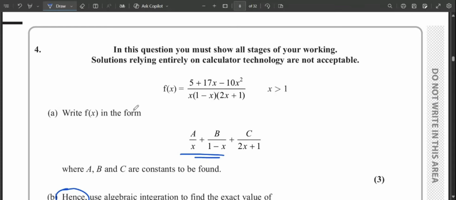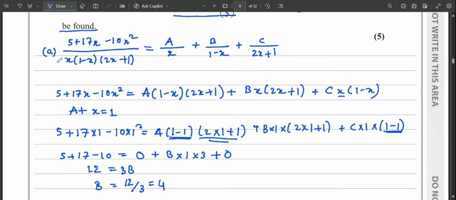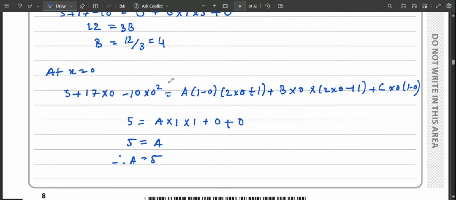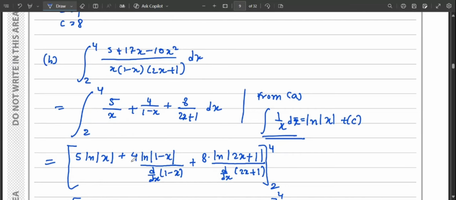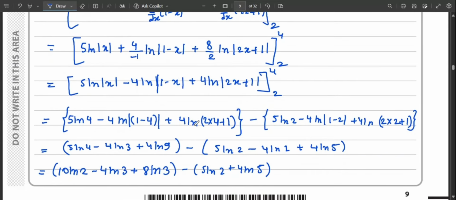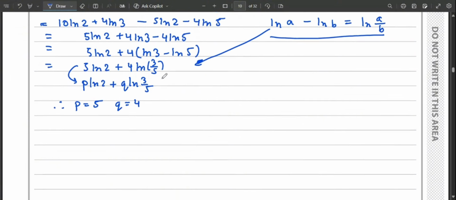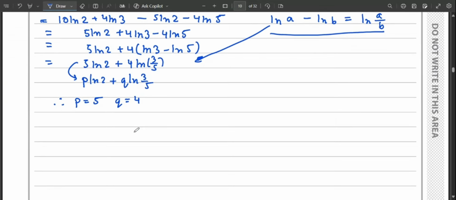So this was our question number 4. At first, we wrote down our function in the form of partial fractions, and then we used those partial fractions to integrate our function, and then we used the limits to simplify our function to a given form in the question. This concludes our question number 4. We can now move on to number 5.